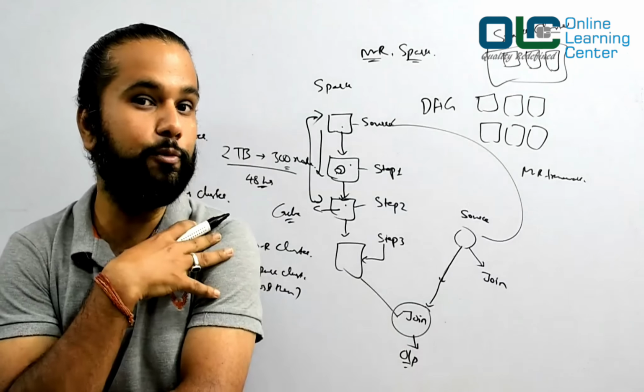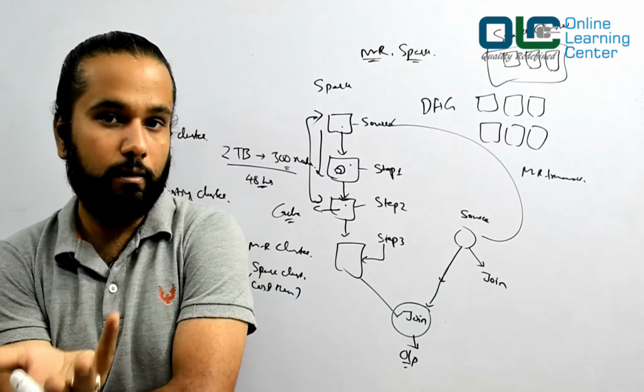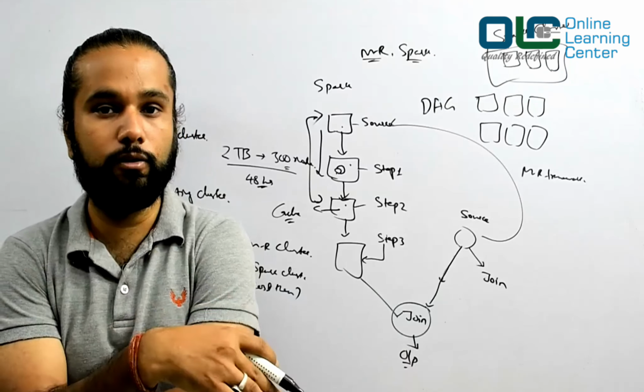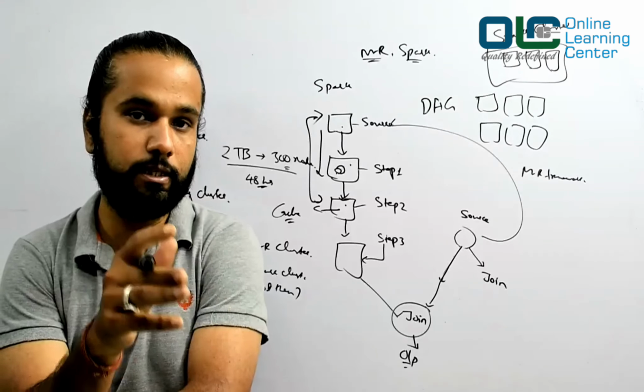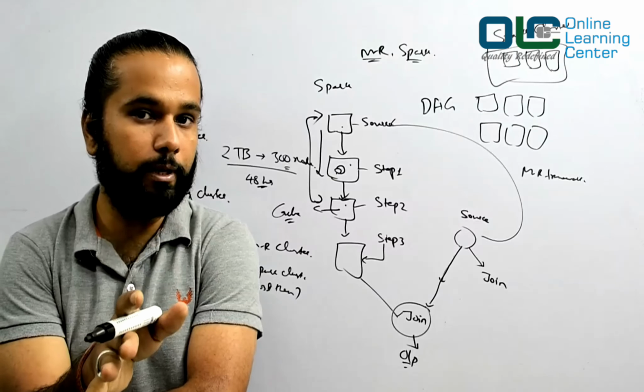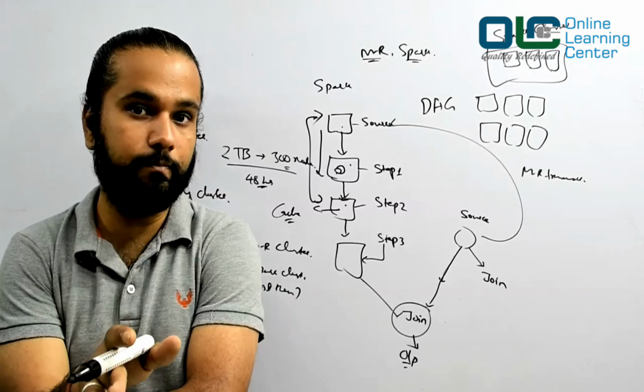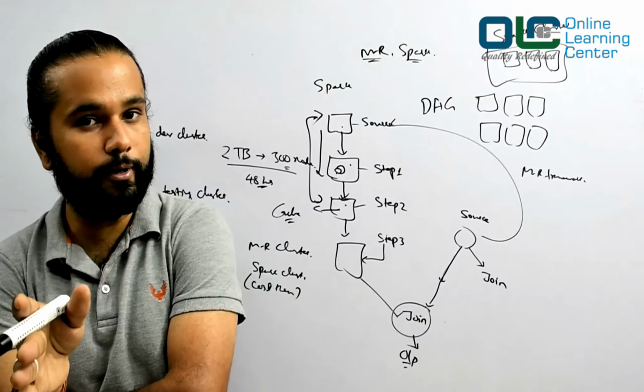That does not mean that I have used all the 300 nodes, right? Based on the requirement, a few nodes would be free, a few nodes would not be free, and that's how it actually happens. In the real time, you will see a lot of people running jobs parallelly, right? Your job is also running, others' jobs are also running.